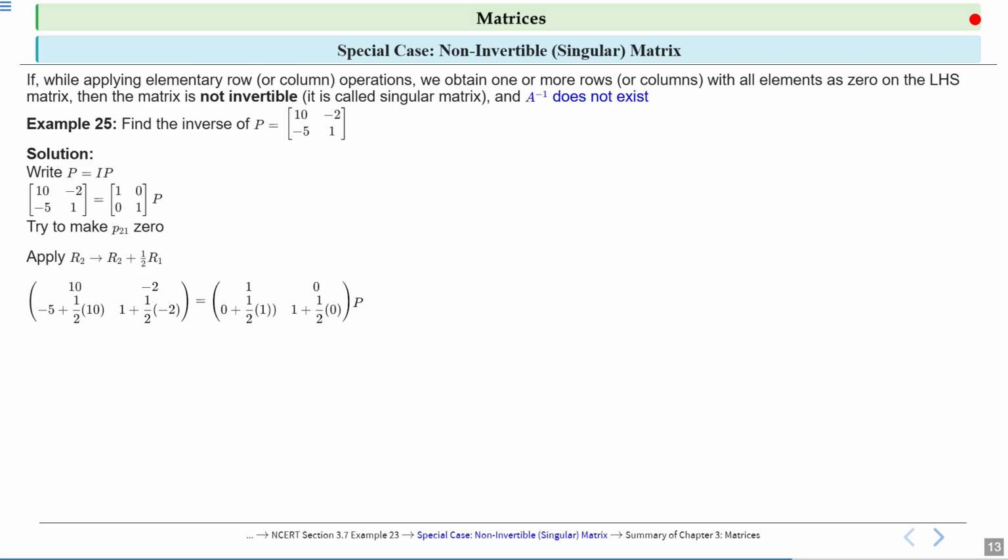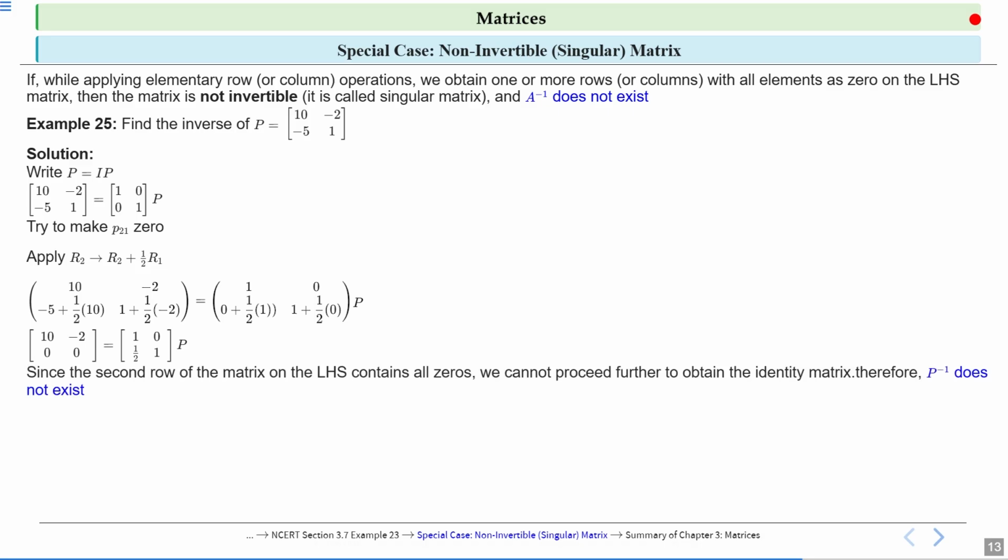Okay, so next is [1 0; 2 0] will be equal to [1 0; 1/2 1] times P. Since the second row of the matrix on the LHS contains all zeros, we cannot proceed further to obtain the identity matrix, right? Therefore, P inverse does not exist. Such matrix P is called a singular matrix, right?